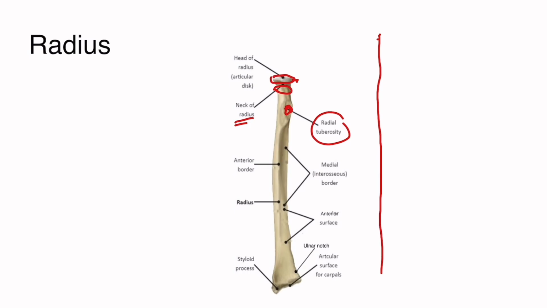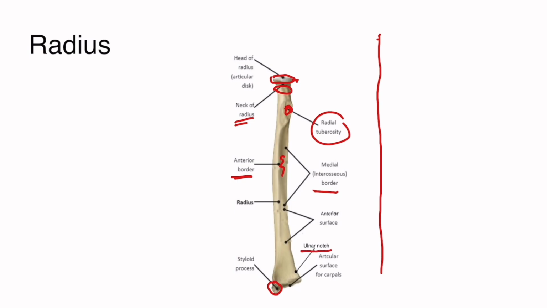Shaft of the radius, we can see the anterior border and medial or interosseous border. Interosseous border is a sharp medial edge where the interosseous membrane attaches here, connecting the radius and ulna. And the distal end near the wrist joint, there is a styloid process, a pointed bony projection on the lateral side, and it serves as an attachment for the brachioradialis muscle and wrist ligaments.